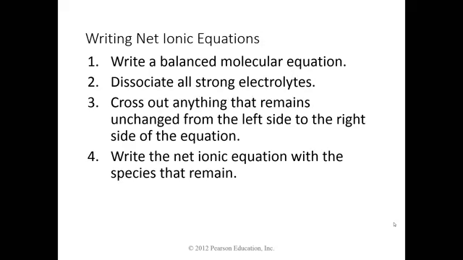Third, cross out anything that remains unchanged from the left side, or reactant side, to the right side, or product side, of the equation. Finally, rewrite the equation keeping the species that are not crossed out on either side of the equation to generate the net ionic equation for the reaction.